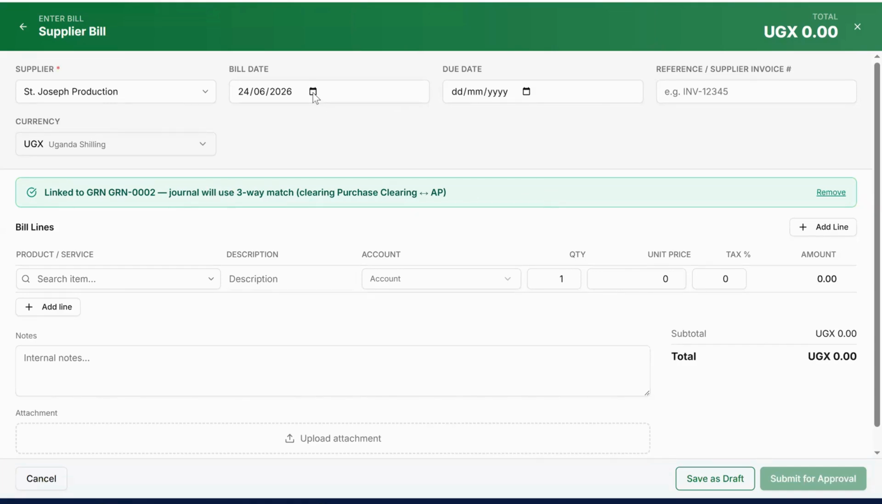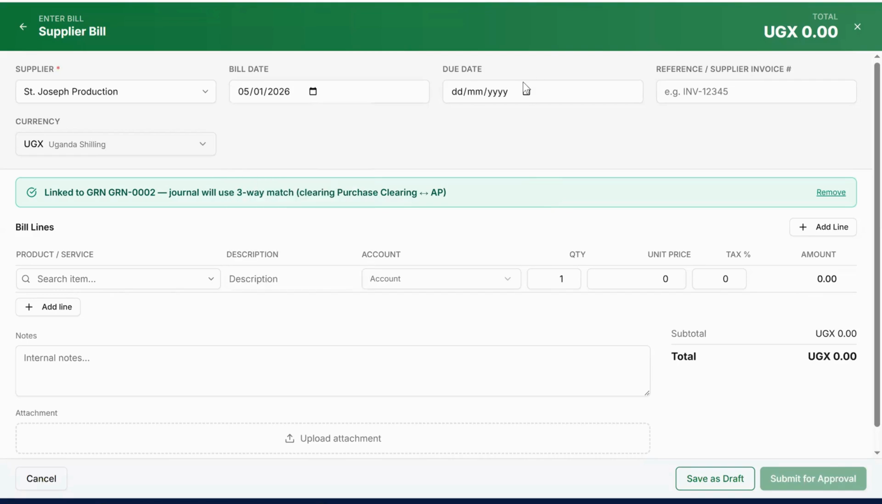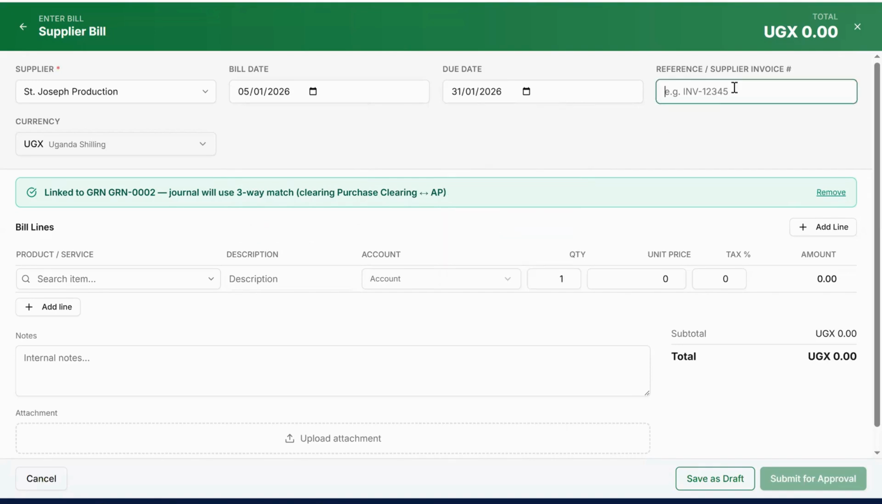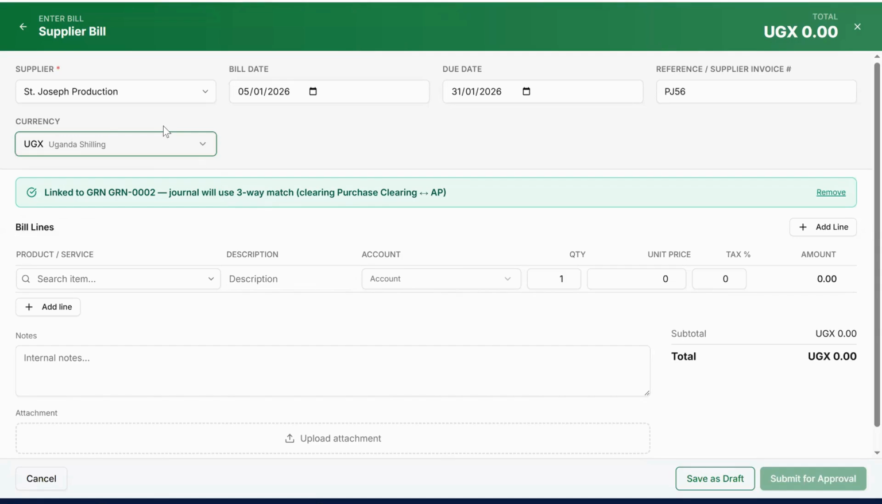So I enter the date, which is again the 5th of January, because I'm assuming that the GRN and the bill came together. The due date is the 30th, like that. Then the reference, I can put the reference given in the training material, which is PJ 56. Then the currency, this is the other thing that you will notice, that we have some currencies here. So I'll be talking about the functional currency and the presentation currency in Books accounting software. For now we shall leave it in UGX because that is our currency.